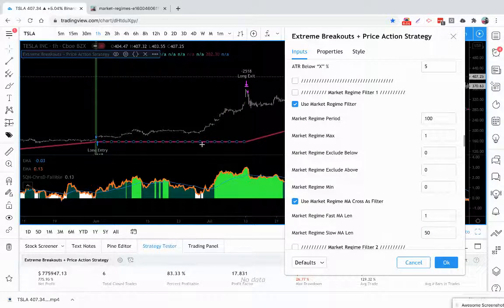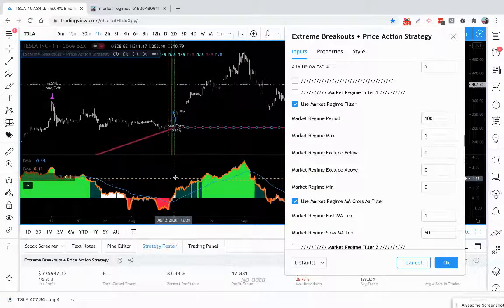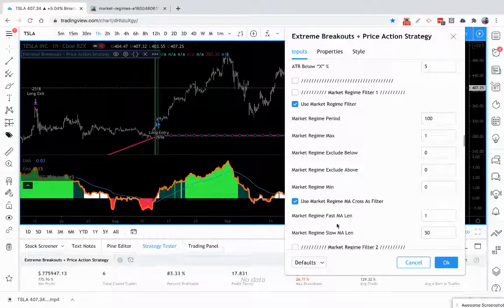And now what's happening is you can see here, for example, we had an entry only when it's between 0 and 1, and it's also in this rising market regime within this moving average crossover. That's the only way it can enter. So you can see, again, that happened over here. So that keeps us on the right side of the market regime. That's what these market regime moving average crosses do.